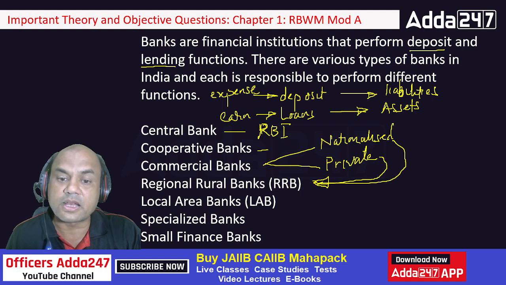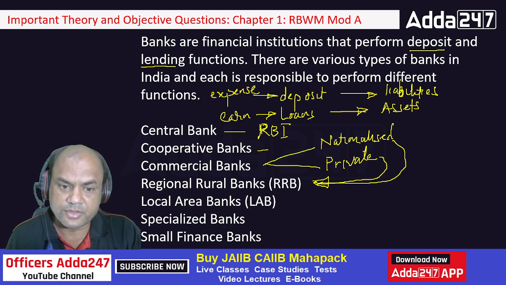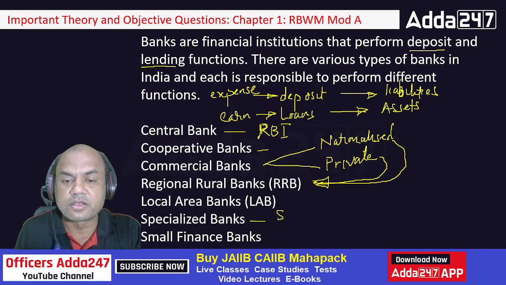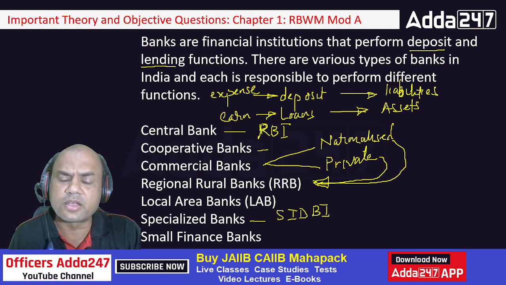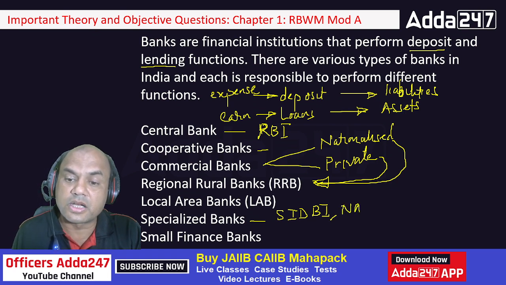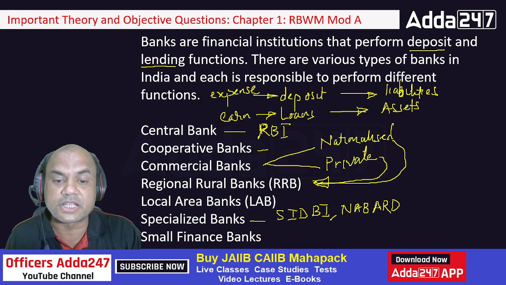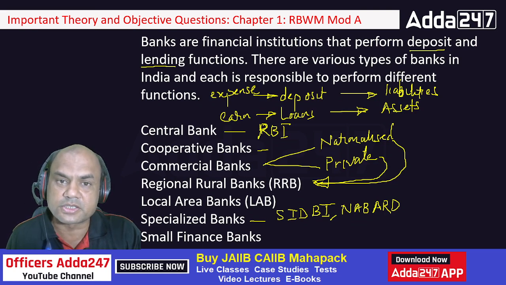Then there are local area banks. Local area banks are limited to certain areas, small banks. Then we have specialized banks. For example, SIDBI, Small Industries Development Bank. These are specialized banks only for industrial development. Then you have NABARD, right? These banks don't have their own branches as such, and they don't perform the function of savings, current accounts, etc. Specialized banks means SIDBI and NABARD. NABARD is specialized in agriculture. SIDBI is specialized in small industrial development.